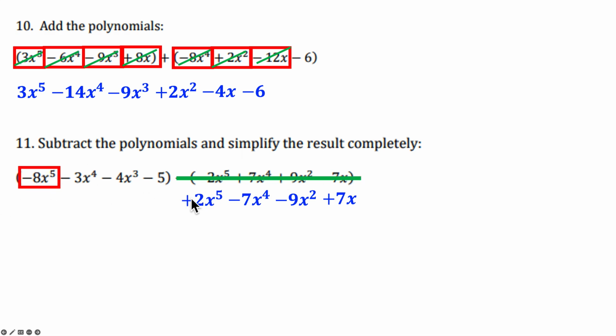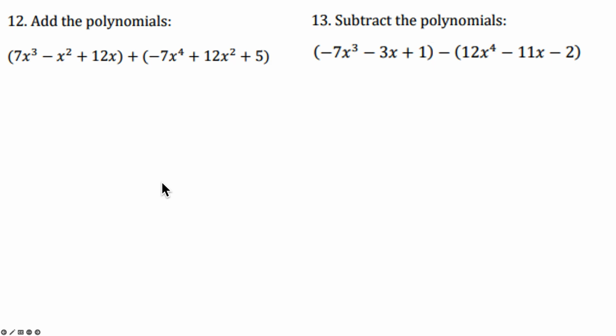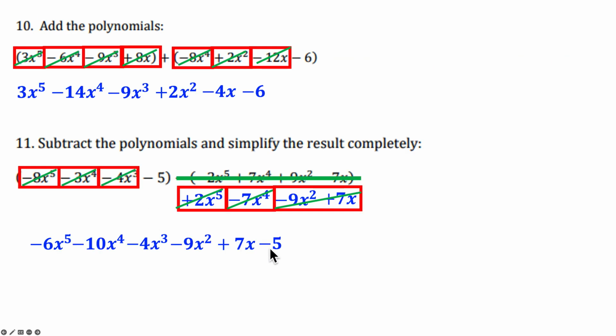Look for your x to the 5ths. We have 2 of them. That's negative 6x to the 5th. Cross them out. Find your x to the 4ths. We have 2 of them. Negative 3 minus 7 is negative 10x to the 4th. Cross them out. We only have one x cubed, so minus 4x cubed. Cross it out. Only one. Whoops, we just have one of everything. Minus 9x squared plus 7x minus 5. We'll just bring it all down, and we're done.